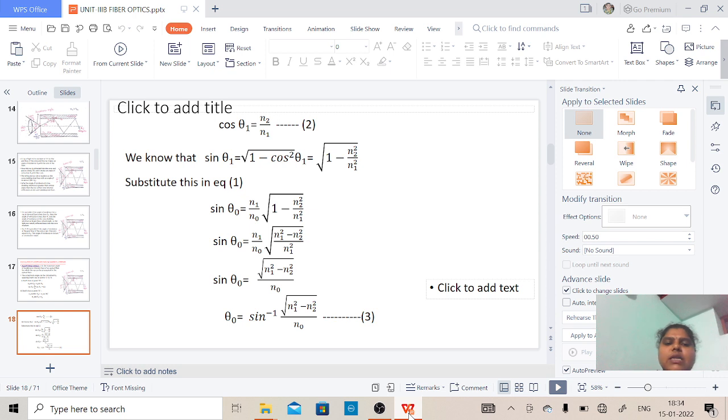We know that sine theta 1 equals root of 1 minus cos square theta 1. So that equals root of 1 minus n2 square by n1 square. Now we are substituting this in equation 1. So sine theta naught equals n1 by n naught times root of 1 minus n2 square by n1 square. From this equation, n1 gets cancelled, and theta naught equals sine inverse of root of n1 square minus n2 square, by n naught.